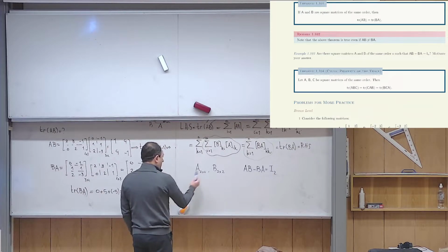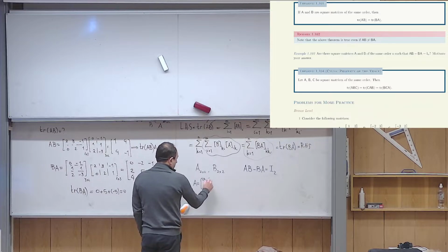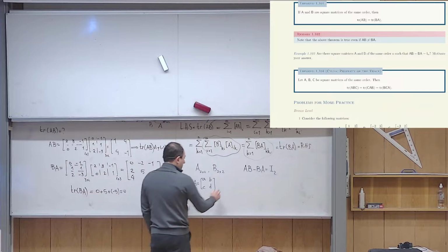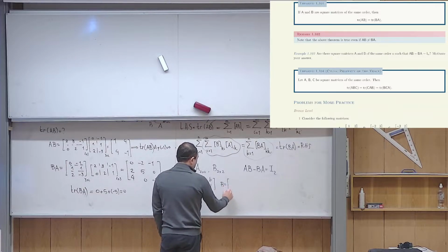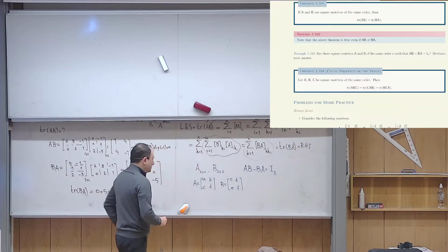So I will say that A is a 2 by 2 matrix. I don't know what that is, so let me put 4 unknowns for it for the time being. And then B, I don't know. For example, let me write it as E, F, G, H. Yes? And let me try to find them.